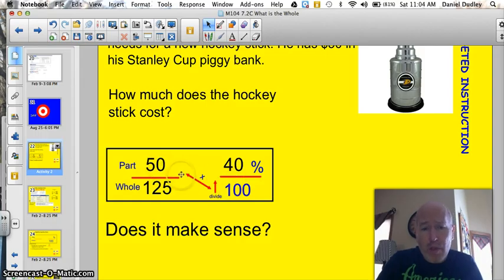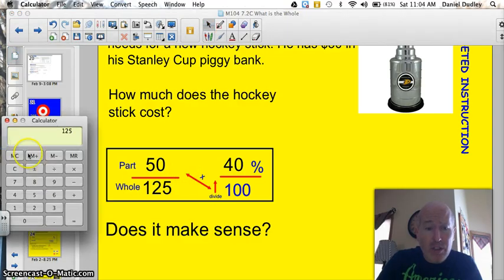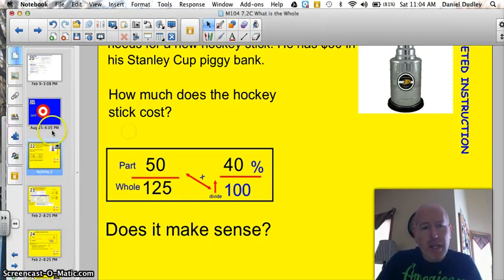We also knew that this cross product was 5,000. So I can double check it also by saying 125 times 40, and I should get 5,000 if I have the right answer. And of course I do, because I've made the video 3 times and I keep screwing up. All right, let's see if I can make it through this time.